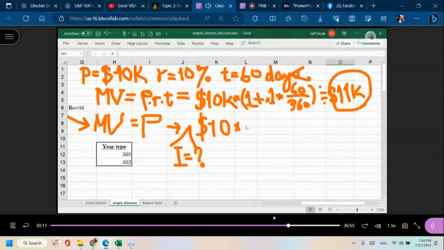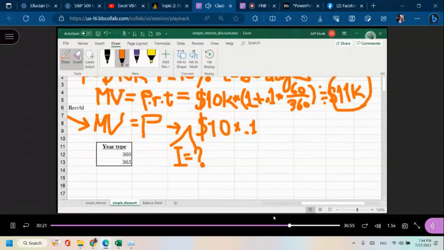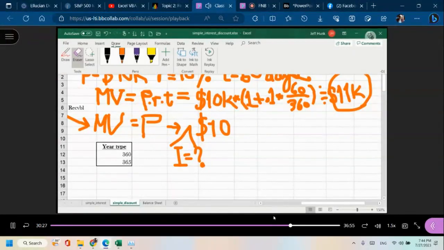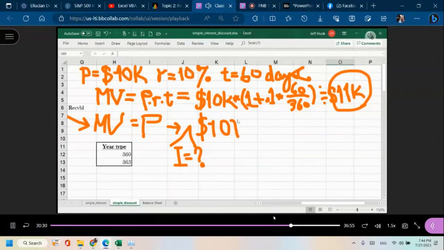So the calculation is simple. You will multiply 10K times 10% times 20 over 360.